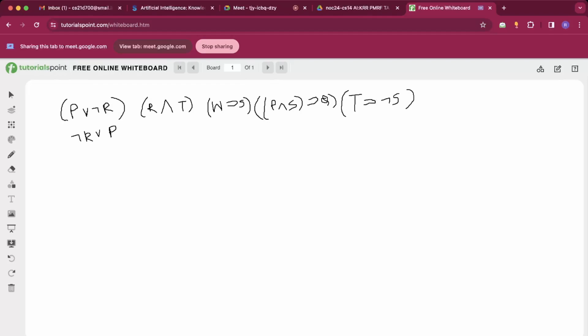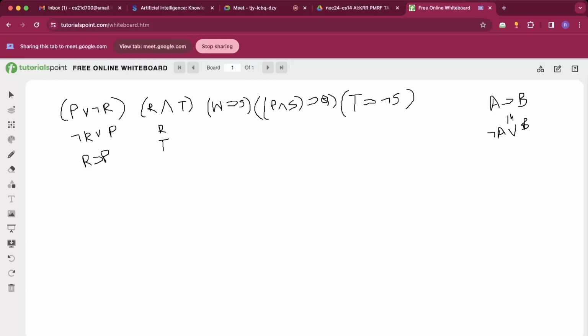In that case, what would it be? Exactly. This is one way of writing this implication. Remember, A implies B is equivalent to not A or B. These are the same thing, and this is what we are using here. In the second fact, we have R and T both, so we can say that R and T individually would also be true, because R and T together is true. Then we have W implies S, P and S implies Q, and T implies not S.